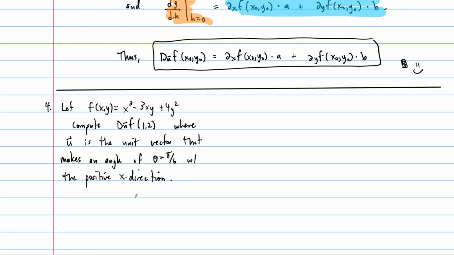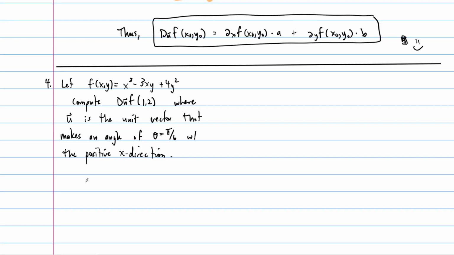All right, let's see how you guys did. So remember, we're going to use this formula here. Duf of the point x naught y naught is equal to the partial derivative in the x direction times a plus the partial derivative in the y direction times b, where a and b are the components of the unit vector. So the first step is to find the components of this unit vector, and this unit vector is given to us kind of in trig form, right? So this can be given by the cosine of pi over 6 and the sine of pi over 6, just by using trigonometry.